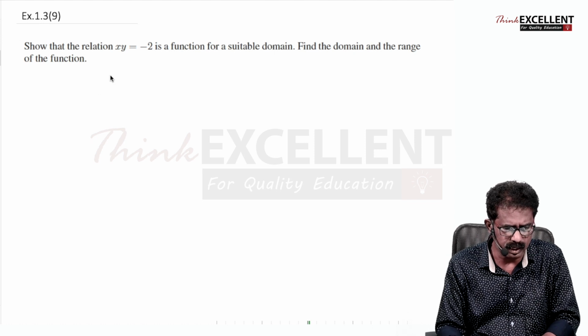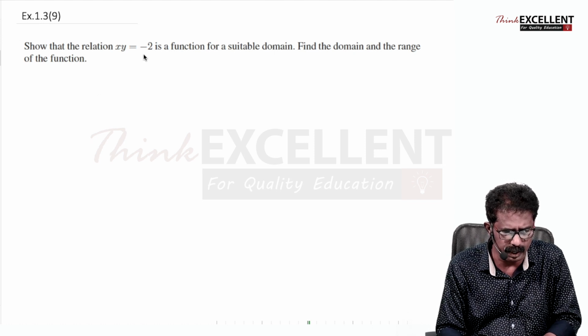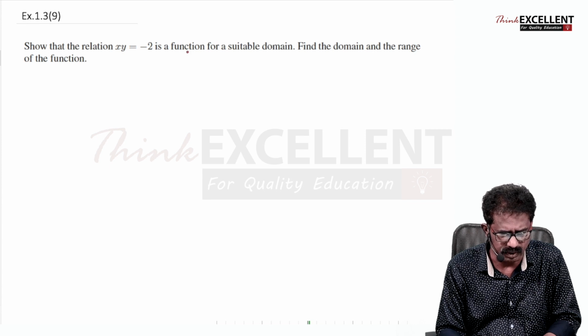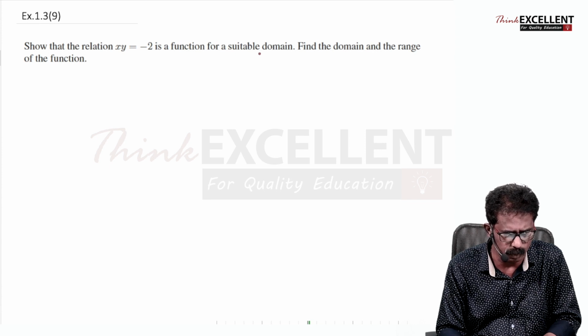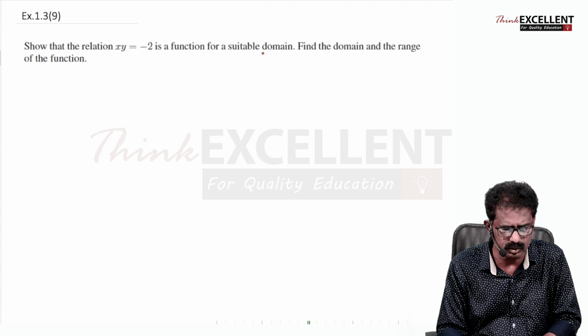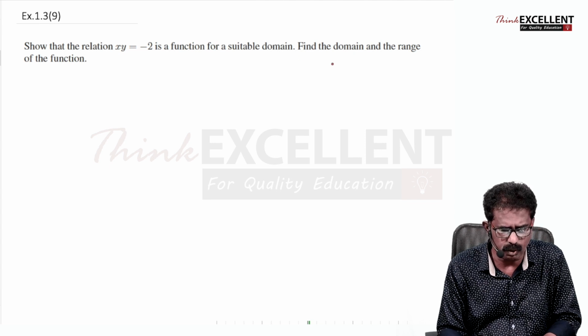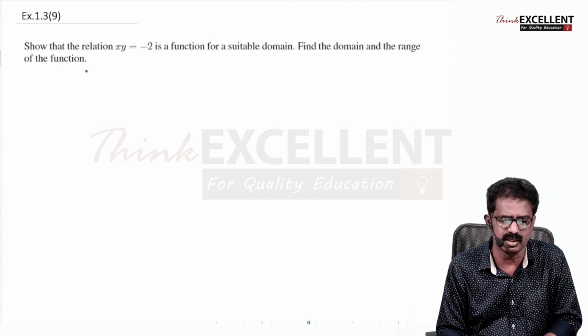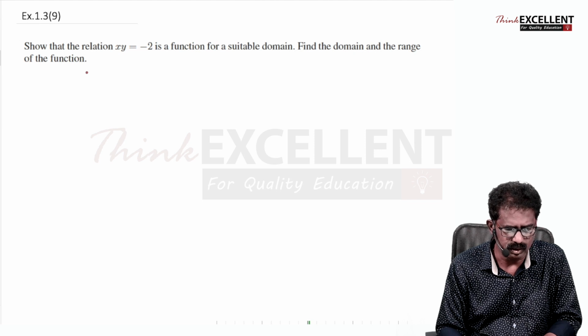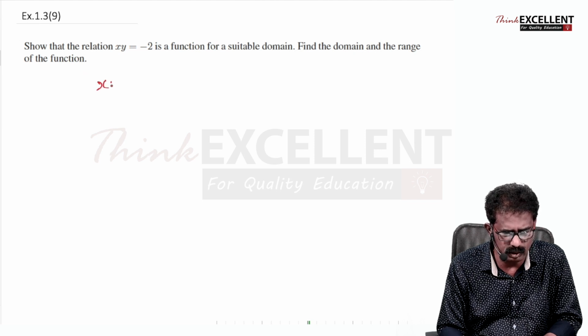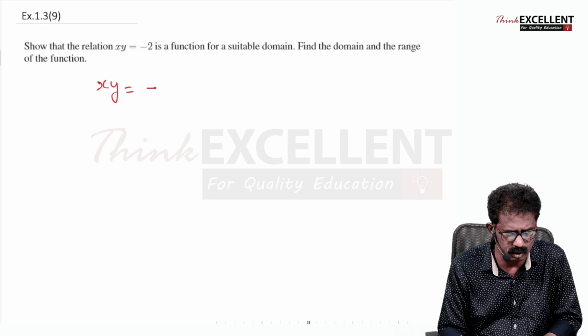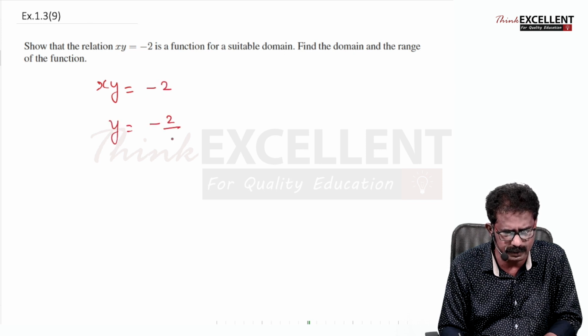Show that the relation xy equal to minus 2 is a function for a suitable domain. It is a function for a suitable domain. Find the domain and range of this function. Okay, so xy is equal to minus 2. So find y from here, y equal to minus 2 by x.